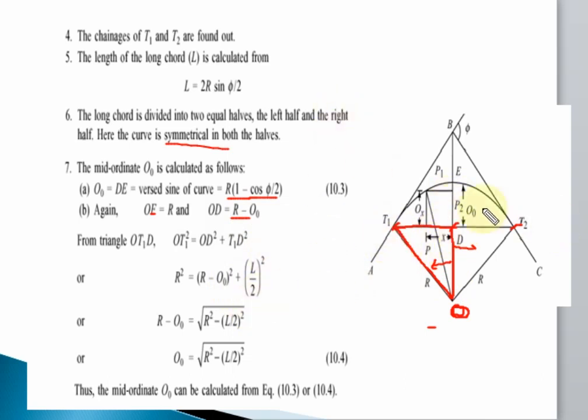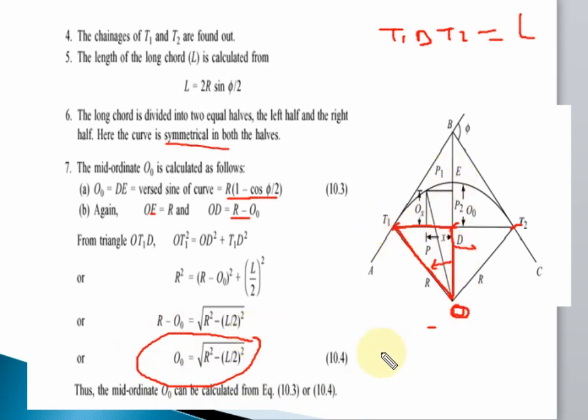The total length T1 D T2 is L, the length of the long chord, but it is divided into halves, so T1D is equal to L by 2. Putting all these values, R minus O0 is equal to the square root of R squared minus (L by 2) squared. Thus the mid ordinate can be calculated using this formula.